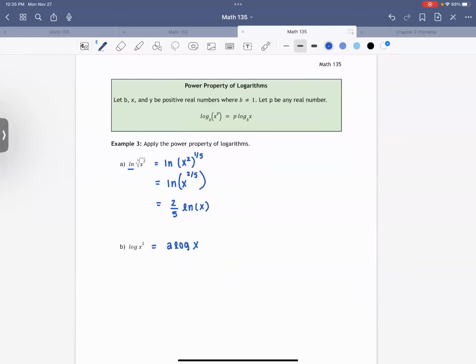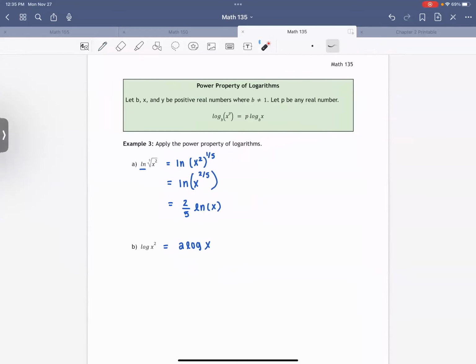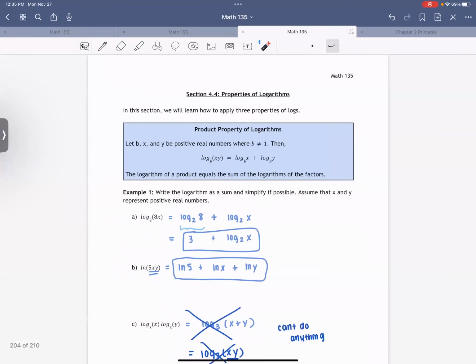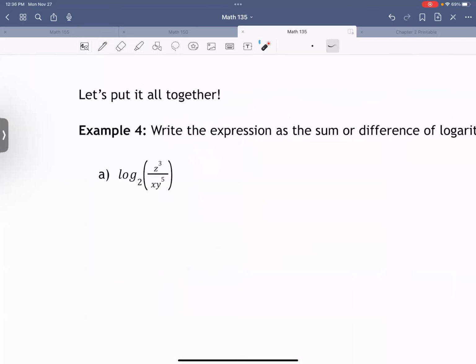Okay. So each of these properties are pretty easy, right? Powers just go up front. Quotient becomes subtraction. Multiplication becomes addition, right? That's pretty easy. I do think it gets kind of hard when we start putting them all together, mainly because a lot of people get confused as to what actually we do first. Like what order do we apply these in? And you're not gonna like the answer because it really just matters on what the question is, okay?